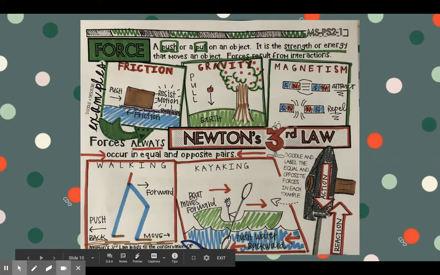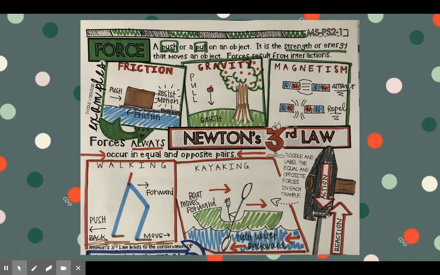A force. We've talked about this multiple times. A force is a push or a pull on an object. It is the strength or energy that moves an object. Forces result from interaction. Some examples of force that we've already talked about are friction, which resists motion, that rubbing or sliding if you're pushing a box on the floor. Gravity, which pulls something down to earth. And then magnetism, which can attract or repel. Those are all different examples of forces. So, just a little review about forces.